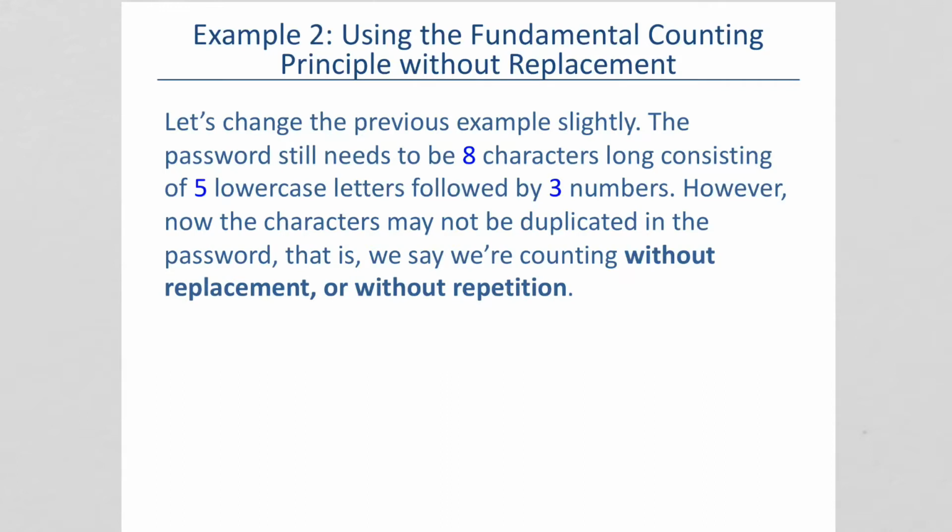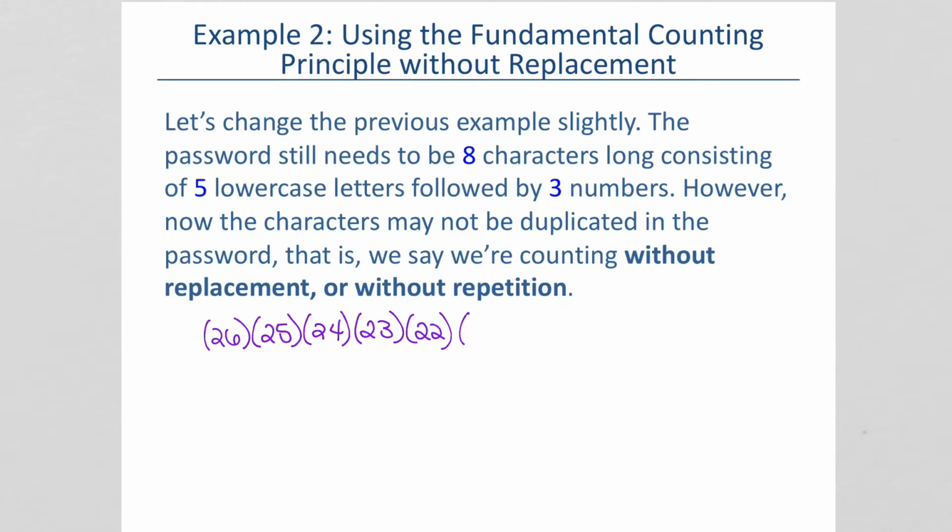Let's change the previous example slightly. So you still need a password with 5 lowercase letters and 3 numbers. However, now the characters may not be duplicated in the password, so it's without replacement. So there's 26 letters that you would initially have access to, but you've already used one, so the second time you only have 25. Now you've used 2, so there's only 24. Then you've used 3, so there's only 23. And then 22. So that's multiplied 5 times.